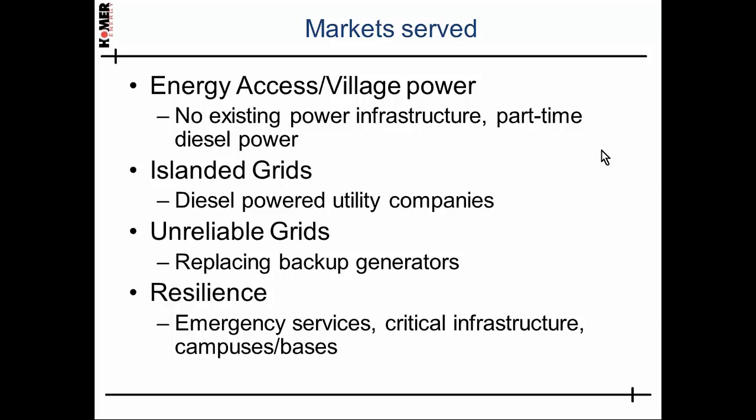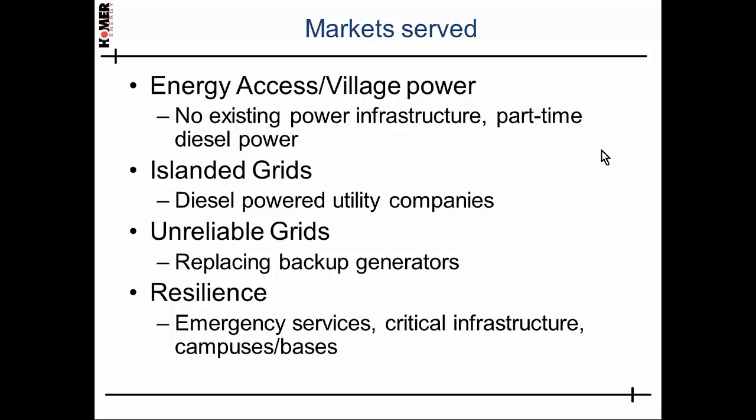It includes both geographical islands, such as St. Lucia, or the many inhabited islands of, say, outer Indonesia, as well as electrical islands, such as the wind diesel grids in Alaska. Number 3, unreliable grids. Microgrids provide an excellent alternative to frequently used backup generators, as are common in many parts of the world, for example, India. And number 4, resilience.